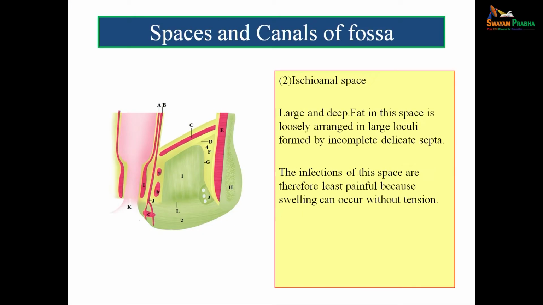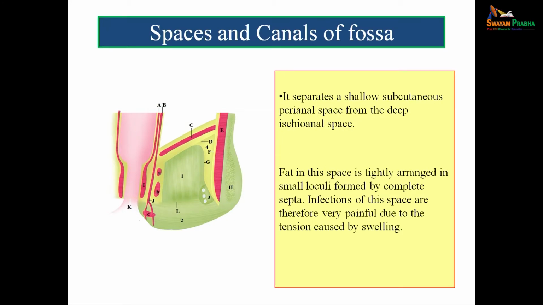So, I read from the slide, fat in this space is tightly arranged. We are talking about the perianal space, in small loculi formed by complete septa. So, infections of this space are very painful due to tension caused by the swelling. So, the perianal fascia separates the ischioanal fossa from the perianal space, and infections in the perianal space are very painful, while infections in the ischioanal fossa are relatively painless.